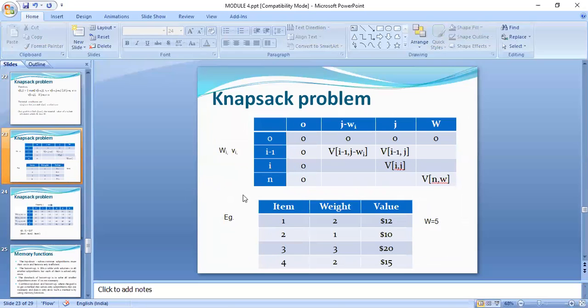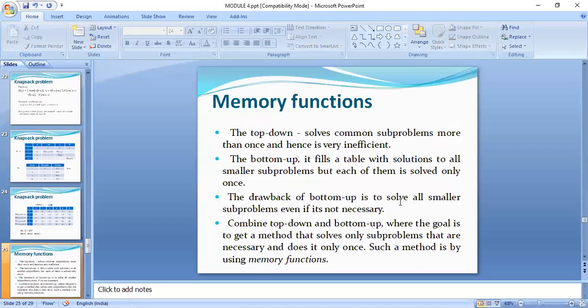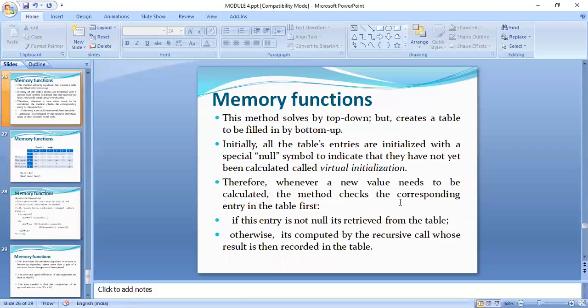So here it is given with 4 items with their corresponding weight and value. Maximum knapsack capacity is also given. You just find it by filling the values in the table. So this memory function is nothing but the drawbacks of top down and bottom up are overcome by mixing them as memory functions, where you will be filling it with the virtual initialization with the null value.